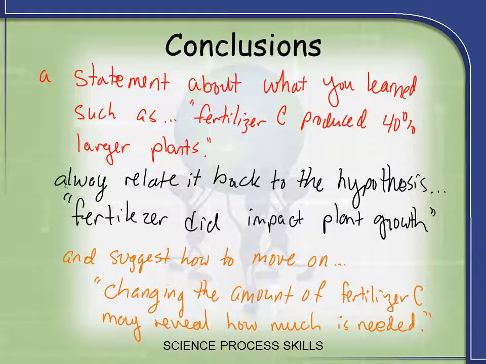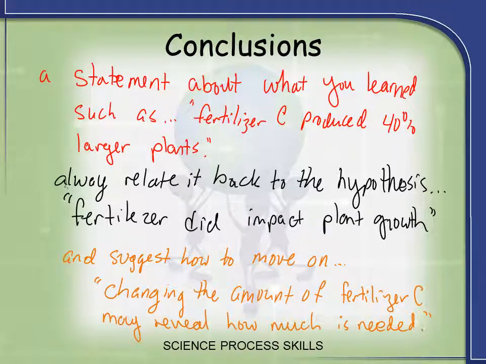So whenever we want to write a conclusion, we want to write some type of statement that reflects back on the data we collected. So an example could be: fertilizer C produced 40% larger plants. And every time you're writing a conclusion, you always want to relate it back to your hypothesis. Fertilizer did impact plant growth, and you should always adjust how you can move on. Changing the amount of fertilizer C may reveal how much is needed.